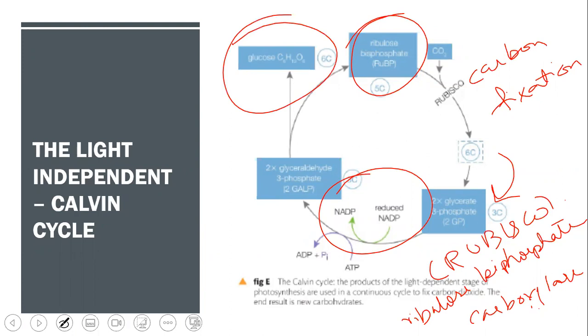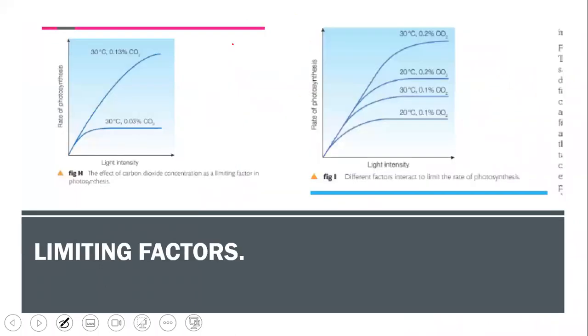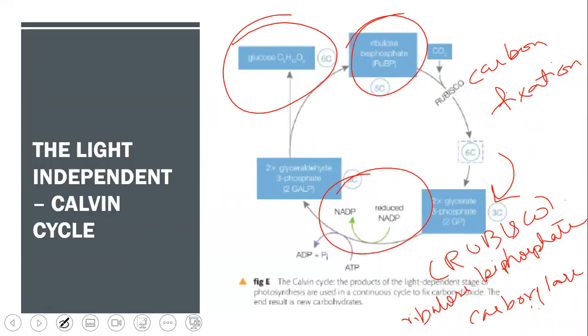Right? It is then going to give you your glucose. And then some of it will be turned back to give you your ribulose bisphosphate, and the process will start all over again. So this is how the process is actually taking place. This is how your Calvin cycle is taking place.